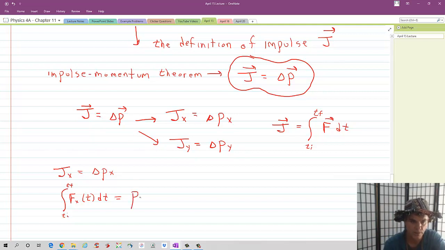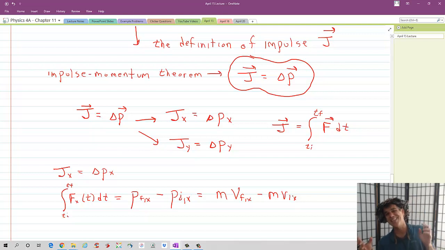So this is p final in the x direction minus p initial in the x direction, which equals m v final x minus m v initial x. So that is the impulse momentum theorem. Momentum is the mass of an object times its velocity. Impulse is the area under the curve of force integrated with respect to time.